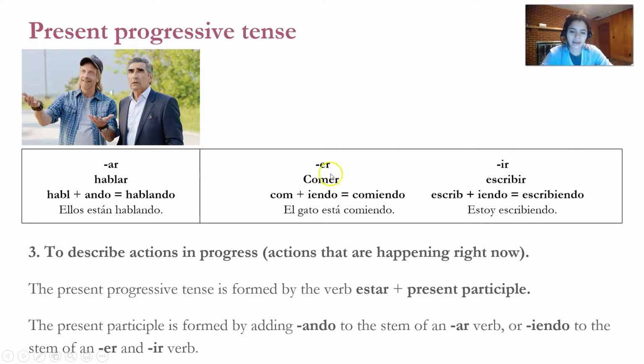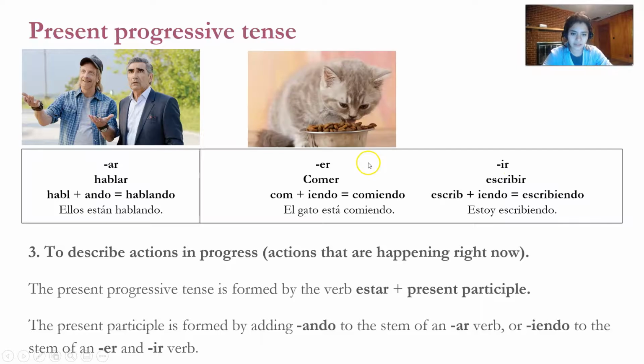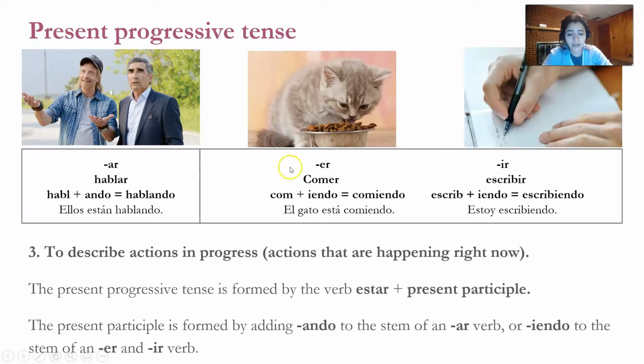Okay, and then we have for ER and IR regular verbs. So we have comer and escribir. For the verb comer, you take away the ER ending and you stay with the verb stem. Because it's an ER verb, you have to add, to form the present participle, the IENDO here. So you have comiendo. El gato está comiendo. The cat is eating. What is the cat doing right now? The cat is eating. What are we doing right now? We are talking.